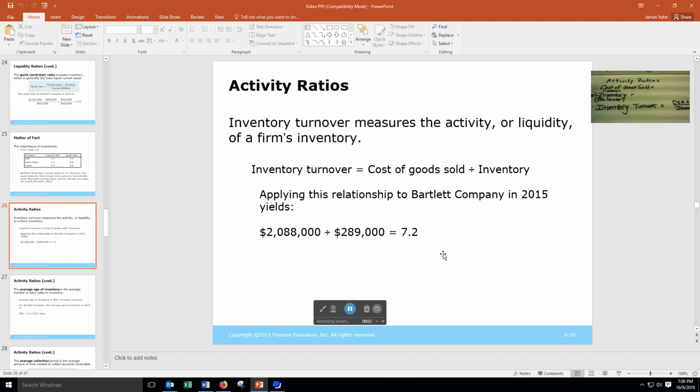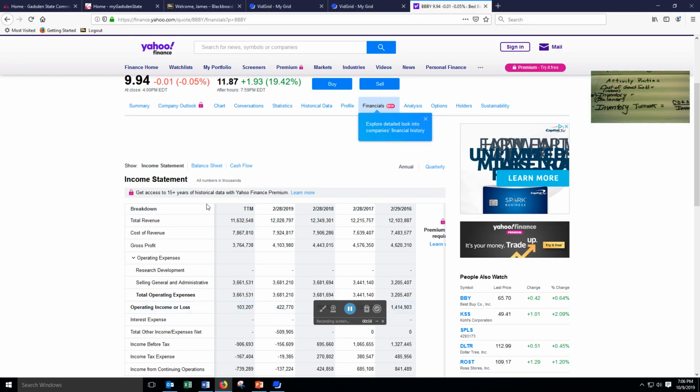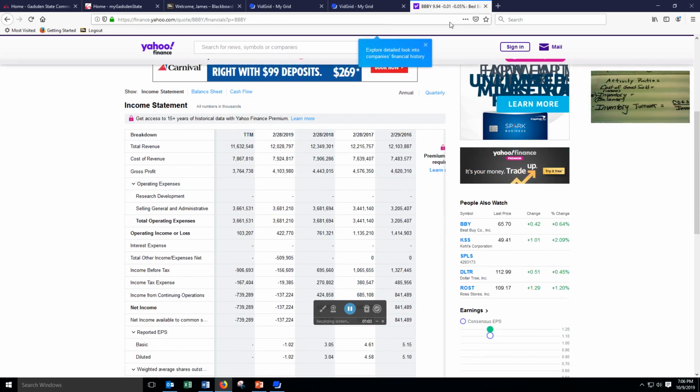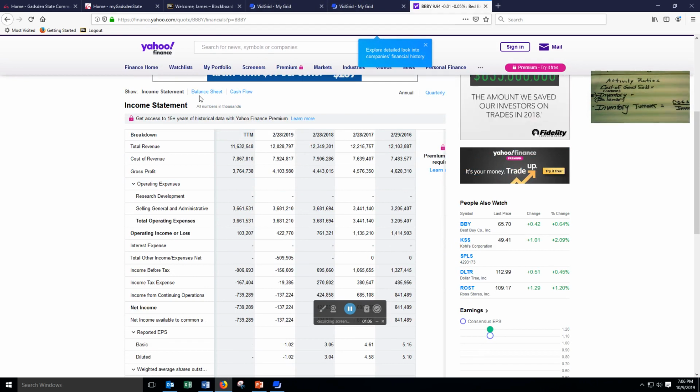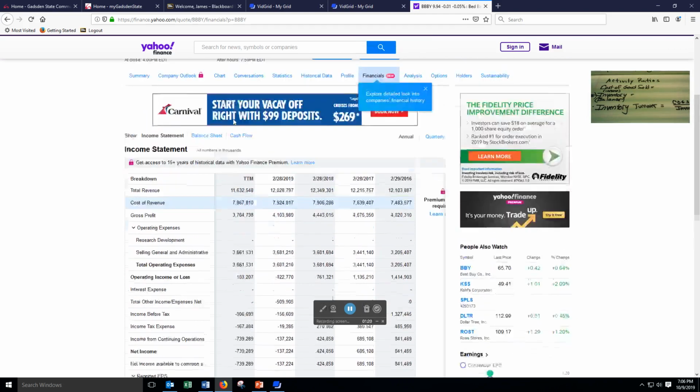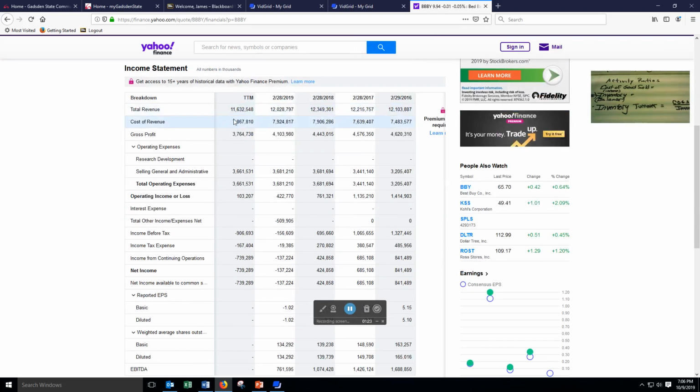So we're going to look at this number for a real life business here. We're going to do Bed Bath and Beyond. They're a retailer. They have cost of goods sold, etc. So the first thing we want to do is get the cost of goods sold, and that is going to come from the income statement. They're calling it cost of revenue here for Bed Bath and Beyond, but that is cost of goods sold. Remember these are in thousands, but we're going to ignore the last 3 zeros.